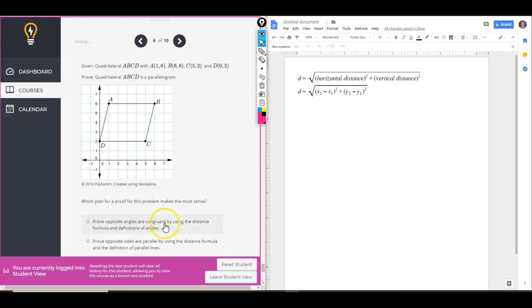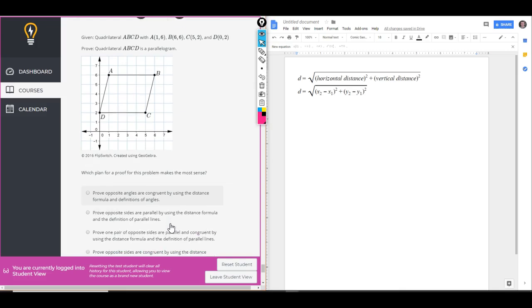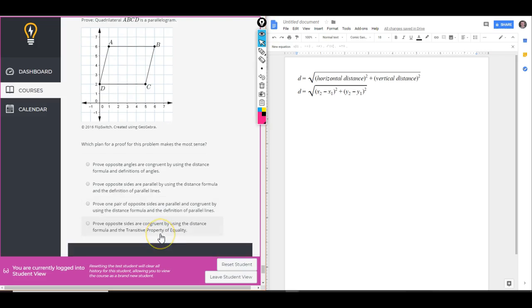Prove opposite angles are congruent by using the distance formula and definitions of angles. Prove opposite sides are parallel by using distance formula and the definition of parallel lines. Prove one pair of opposite sides are parallel and congruent by using the distance formula and the definition of parallel lines, or prove that opposite sides are congruent by using the distance formula and the transitive property of equality.